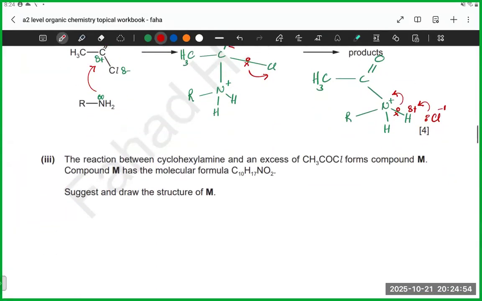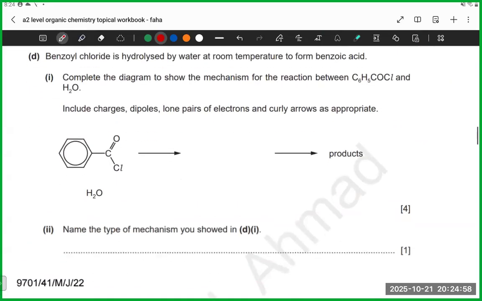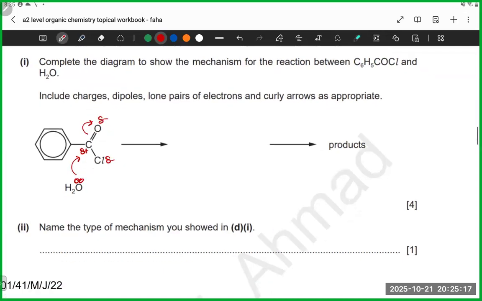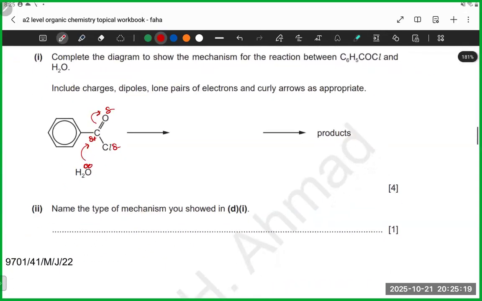अच्छा फिर I think, I mean this is we haven't done. Again, it's exactly the same mechanism. Lone pair, carbon is positive. These two are negative. The lone pairs over here, the double bond over here. Okay, then you know the rest. Name the type of reaction mechanism: that's nucleophilic addition elimination.